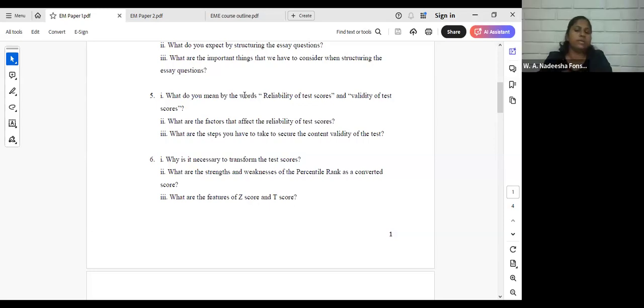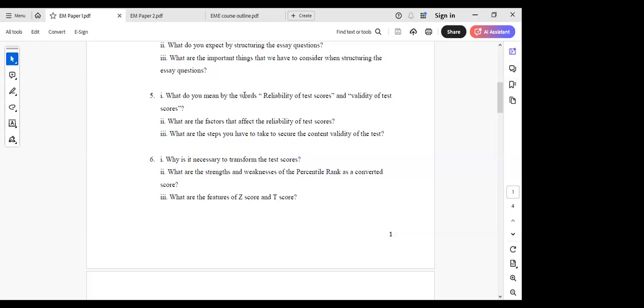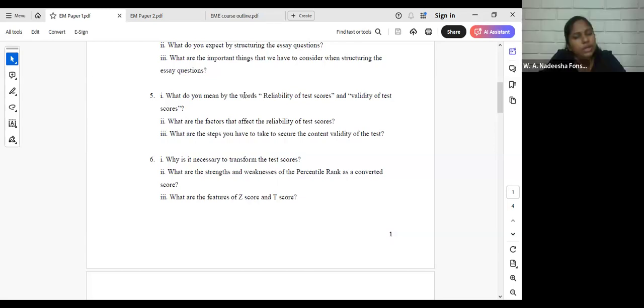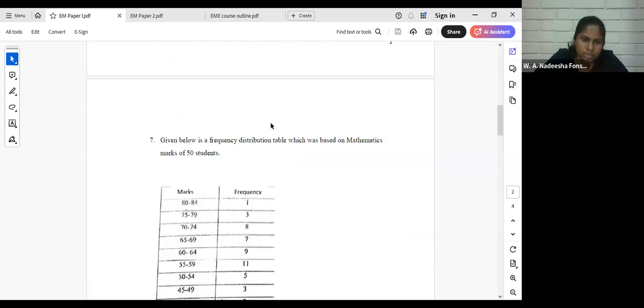There you can write the equation for Z and the equation for T score. So like that, try to give the complete descriptive answer as much as you can. Next one.